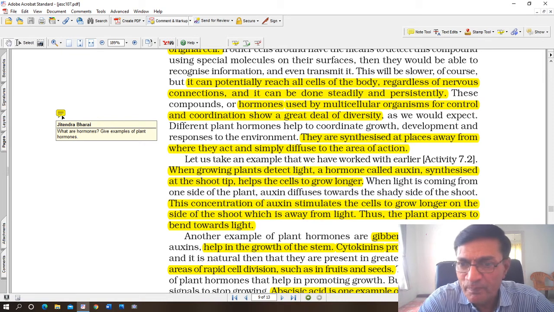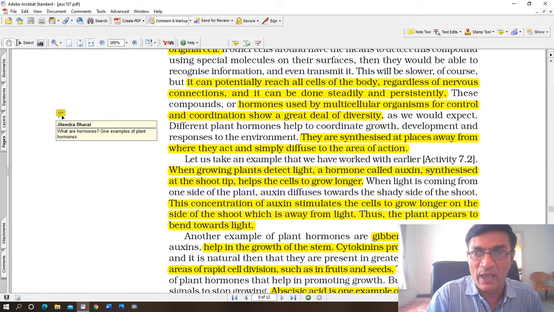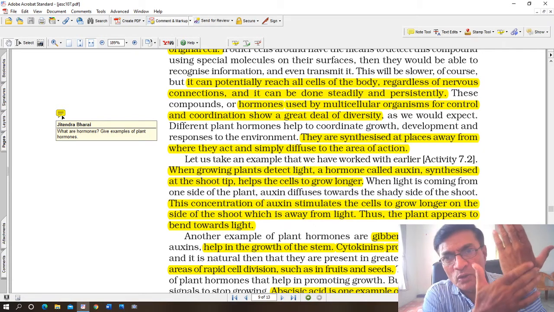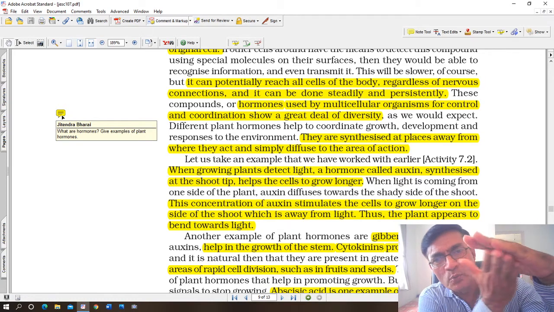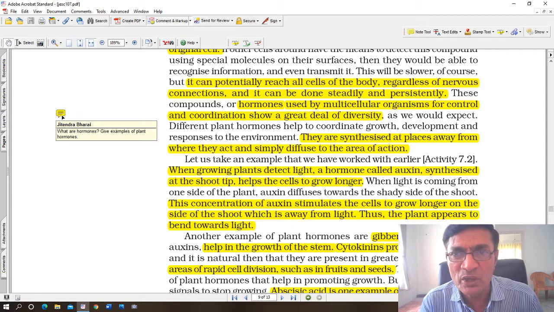When light is coming from one side of the plant, auxins diffuse towards the shady side of the shoot. This concentration of auxins stimulates the cells to grow longer on the side of the shoot which is away from the light. If this side becomes longer, then obviously my hand would go this way, because this would be the shorter side and this would be the longer side. The same thing happens in a shoot.